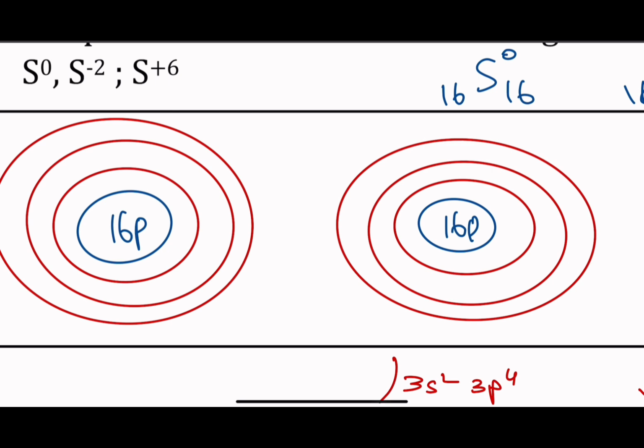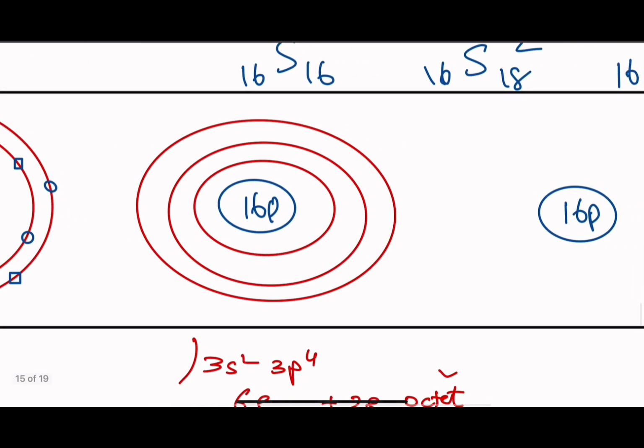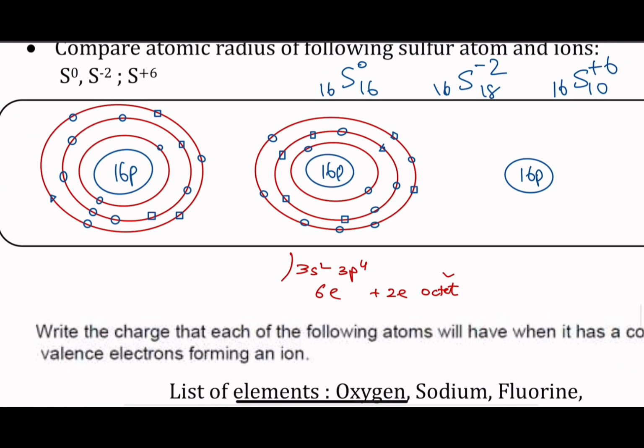So we start filling the orbitals. So 1, 2, 3, 4, 5, 6, 7, 8, 9, and 10. So 10 electrons, and then in the next shell we have 6 electrons. Now the second one I have 10, and then 8. So this one is sulfur 0 charge. This one is sulfur negative 2.